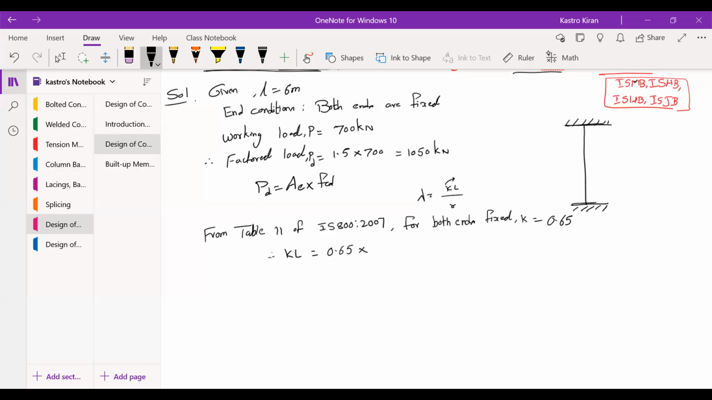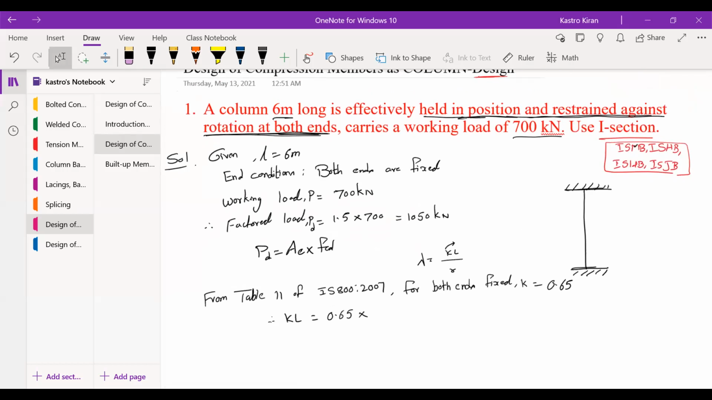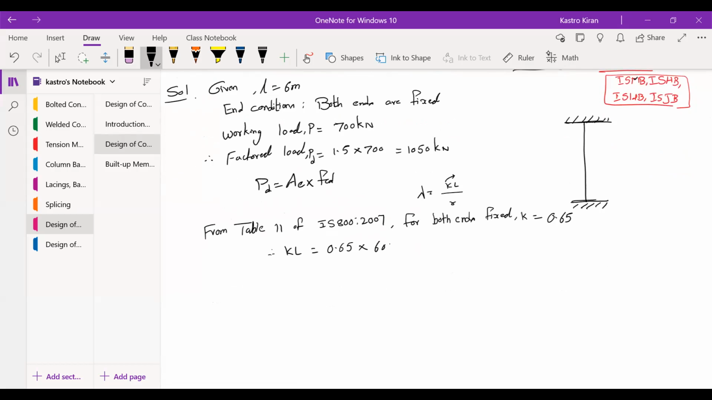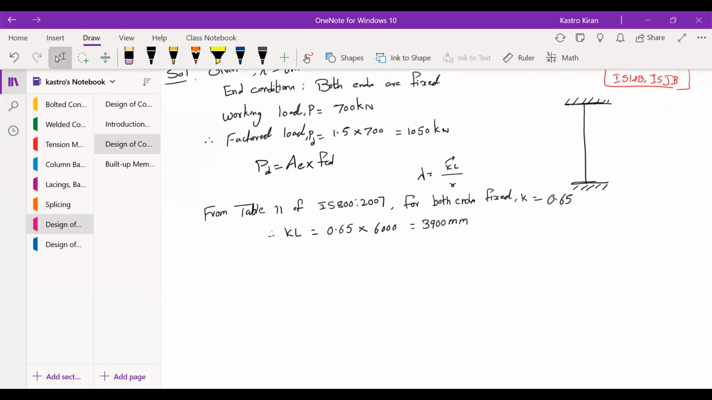0.65 into L. What is the length that is given? It is 6 meters, which is 6000 mm. I'm converting into mm. So therefore, KL will be 3900 mm. So we got to know the KL value.